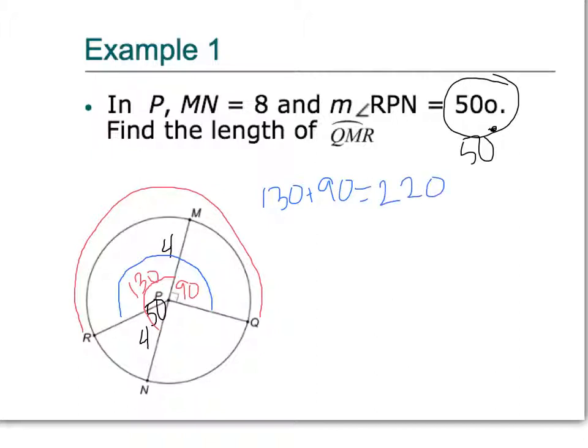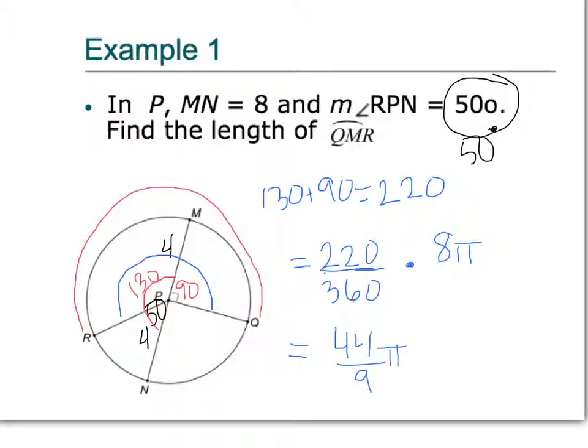Again, that angle I highlighted in blue is the angle that is opening up to the arc that we're looking for. And so the way I find it is I take my theta, which is the degrees of my central angle that's opening up to the arc, divide it by 360, there's my proportion, and I multiply it by the circumference. The circumference here is 2 pi r, which would be 8 pi. Okay, and so once I simplify that, I have 44 over 9 pi, and that is my arc length.